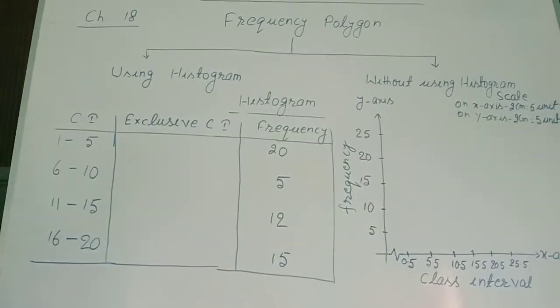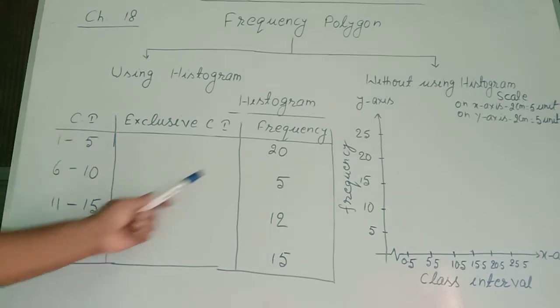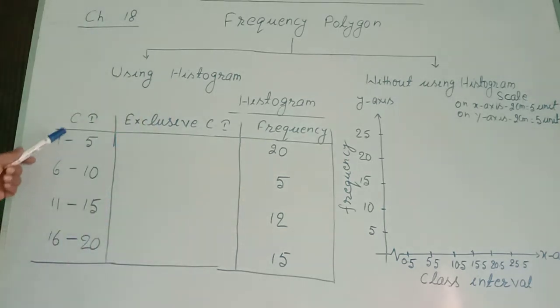In this part, this is the data given and the frequency. This data you are seeing, class intervals are in inclusive form, or we say discontinued form, because the upper limit of the first class interval is not the lower limit of the second class interval. Similarly, upper limit of the second class interval is not the lower limit of the third class interval. This is discontinued. So we say this data or these class intervals are inclusive class intervals or discontinued class intervals.